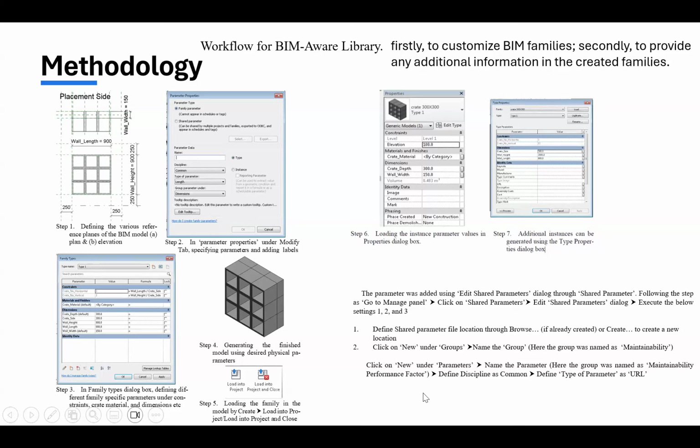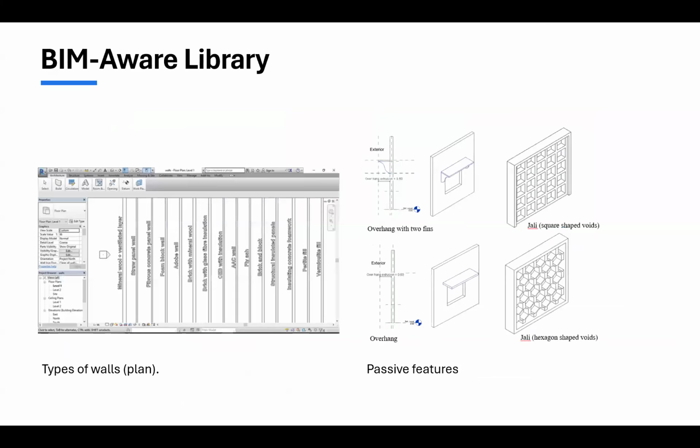Again, if you want to add any additional features or parameters to this library, like additional information, for example maintainability, which relates to how easily we can maintain a particular element or building material or component, this can also be added in the BIM platform, as in a shared file location which can be used by multiple users at the same time.